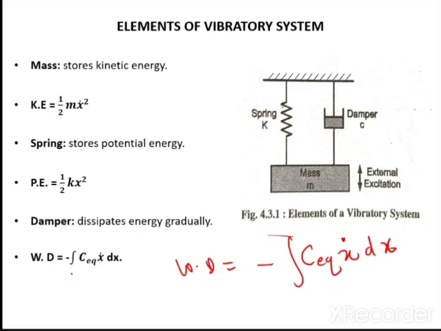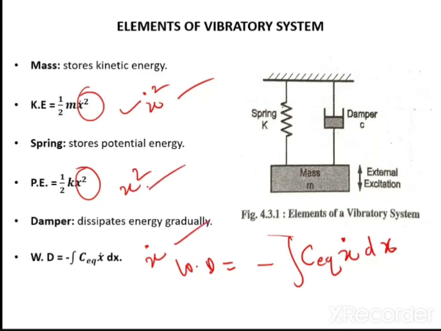Now why this x dot, why this x, and why x double dot, you will come to know in the next slide. Means what? Mass is governed by x double dot, it is governed by x, and it is governed by x dot. Means what? Acceleration, velocity and displacement.